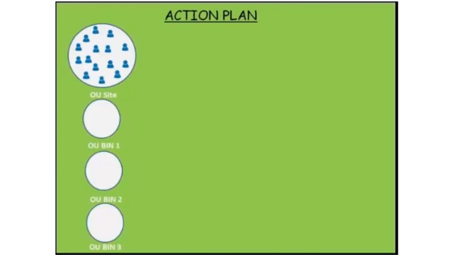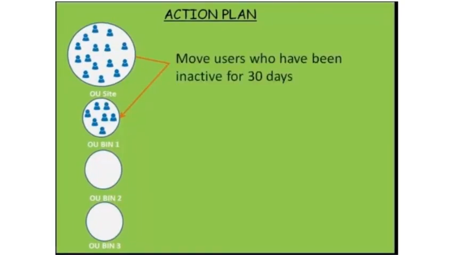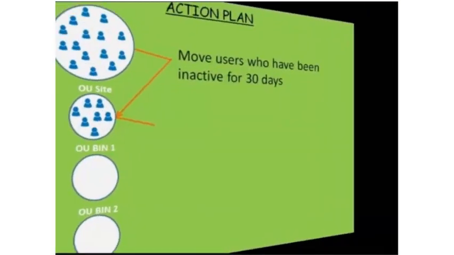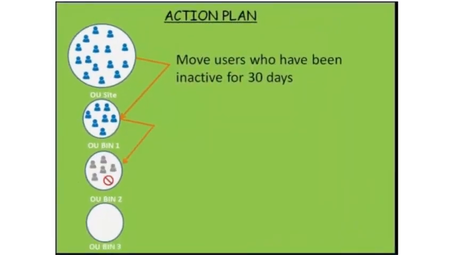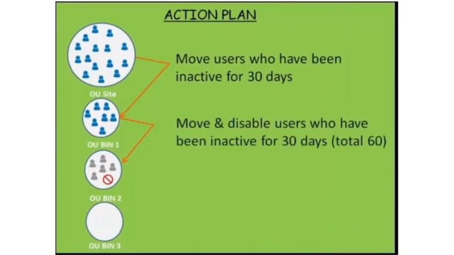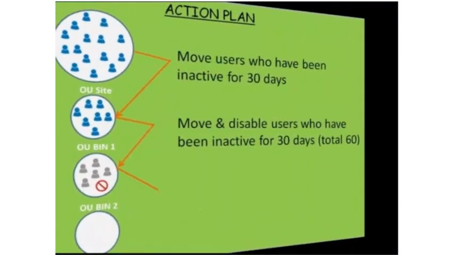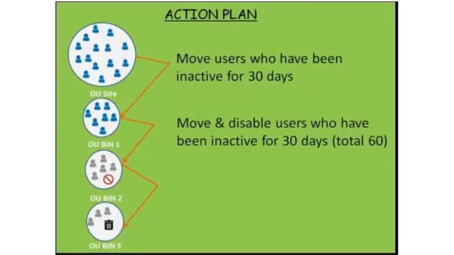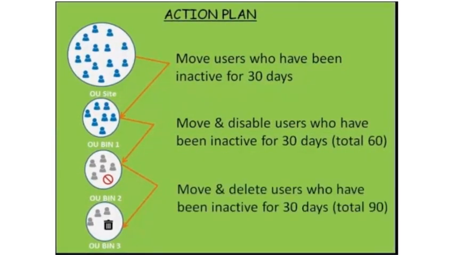Step 1. At the end of every month, users who have been inactive in Site OU will be moved to OU Bin 1. Now after that, Step 2, users who remain unattended and inactive in Bin 1 for another 30 days, that is a total of 60 days, will then be moved to Bin 2 and disabled there. Now moving on to Step 3, users who remain unattended and inactive in Bin 2 for another 30 days, that is a total of 90 days, will then be moved to Bin 3 and deleted there. Our action plan is now complete.